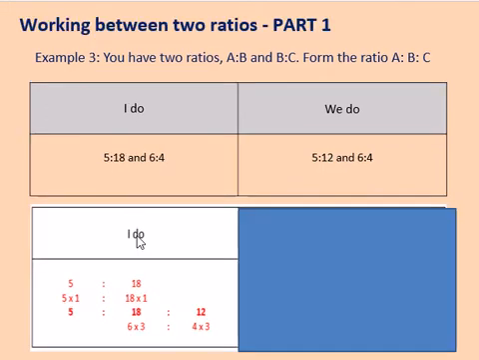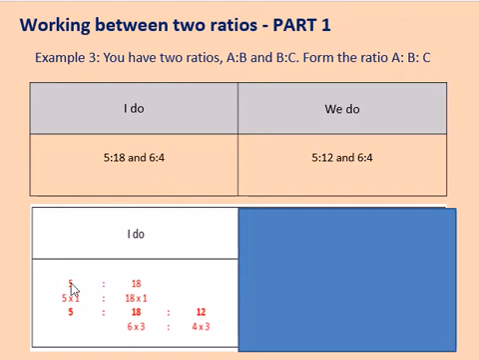Okay, so final example, 5 to 18 and 6 to 4. Remember that this 18 represents B, and this 6 represents B. So we need to get those two to a common multiple. And 18 and 6, lowest common multiple is 18. So this one's already at 18, so I can leave this ratio untouched. But then I need to make this ratio with an 18 in place of this 6, so then I can compare the A and the C.